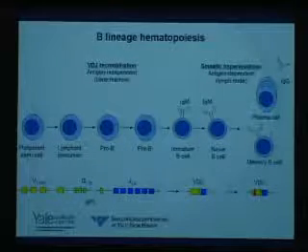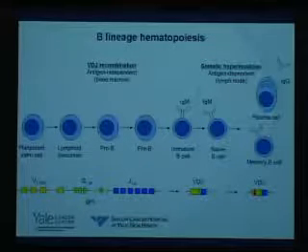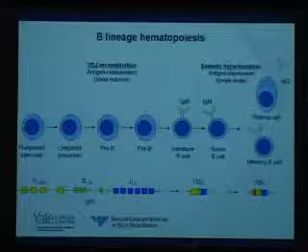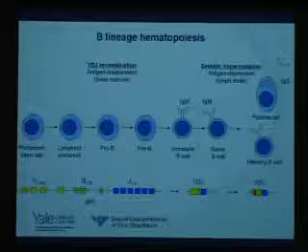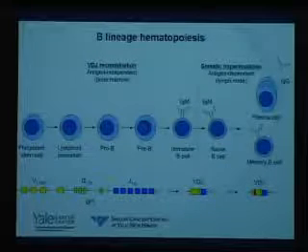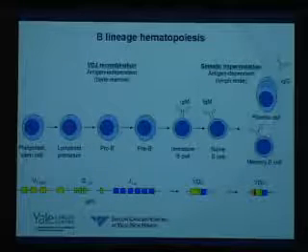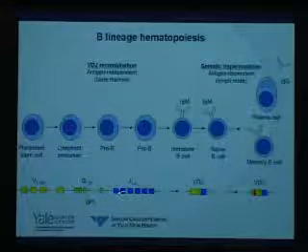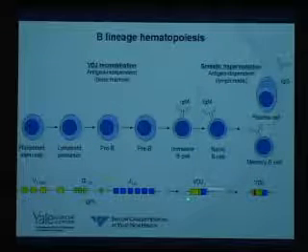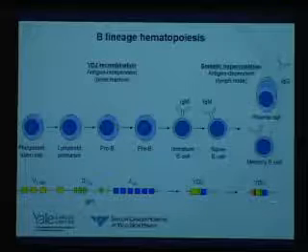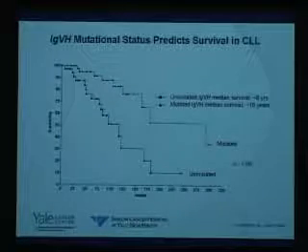Then, upon encountering an invading pathogen, B cells undergo a second round of diversification whereby point mutations are introduced into the variable region. And these point mutations result in an antibody that has increased affinity for its target antigen. So basically what you have are two subsets of patients in CLL as far as mutational status, those that have unmutated variable regions and those that have mutated variable regions.